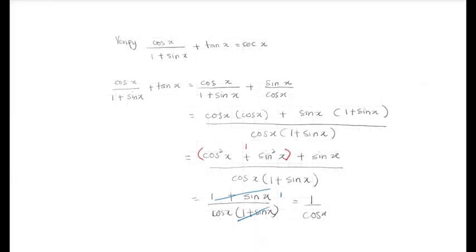So finally, 1 over cos x is equivalent to secant x. So we already verified the function.